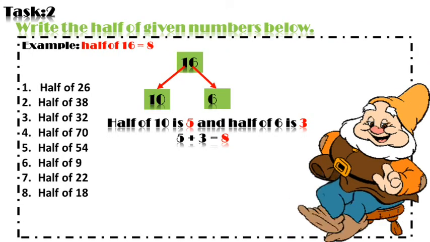Task 2. Write the half of the given numbers below. So, example, half of 16. What you need to do here is partition the number into ones and tens. So, after that you need to half the ones and half the tens. So, half of 10 is 5 and half of 6 is 3. So, 5 plus 3 is equal to 8. Like this you need to do the following numbers.